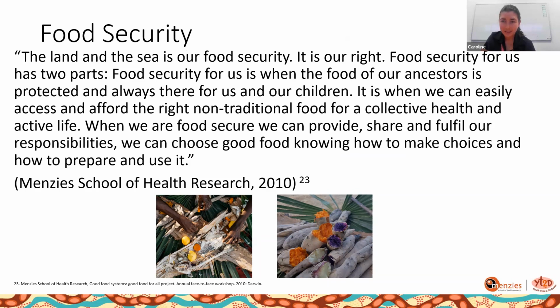Food security for us is when the food of our ancestors is protected and always there for us and our children. It is when we can easily access and afford the right non-traditional food for a collective health and active life. When we are food secure, we can provide, share, and fulfill our responsibilities. We can choose good food, knowing how to make choices and how to prepare and use it.